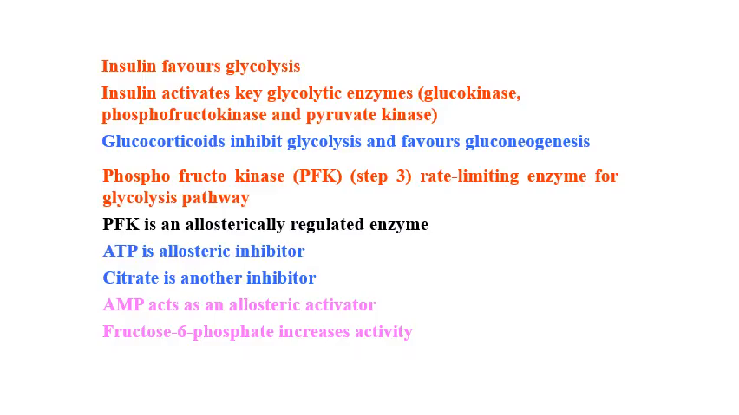Now regarding the regulation of glycolysis. Hormonal regulation is mainly done by insulin, which furthers glycolysis, while glucagon has the opposite effect. Glucagon and glucocorticoids inhibit glycolysis. Insulin furthers glycolysis by activating the key glycolytic enzymes glucokinase, phosphofructokinase, pyruvate kinase, etc. PFK, phosphofructokinase, is the rate limiting enzyme of the glycolytic pathway, and it is allosterically regulated by factors: the inhibitors are ATP and citrate, the activators are AMP and fructose 6-phosphate.